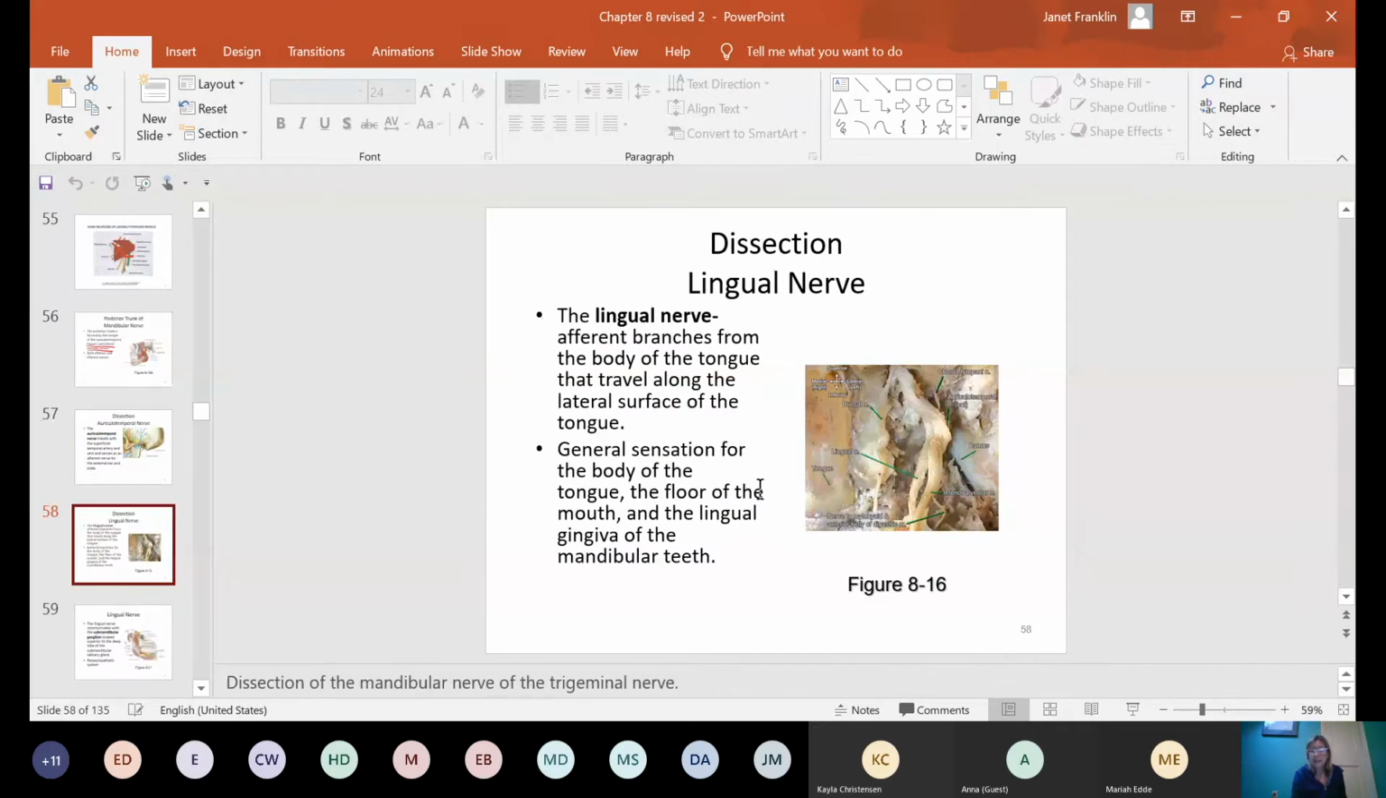This is kind of that dissection picture again. I don't really like those. They're very hard to picture. It's the afferent divisions for the body of the tongue and the lateral surface of the tongue and the floor of the mouth. So in other words, when you anesthetize your lingual nerve, you are going to anesthetize the lateral side of their tongue, the body of their tongue, and then also the floor of their mouth.